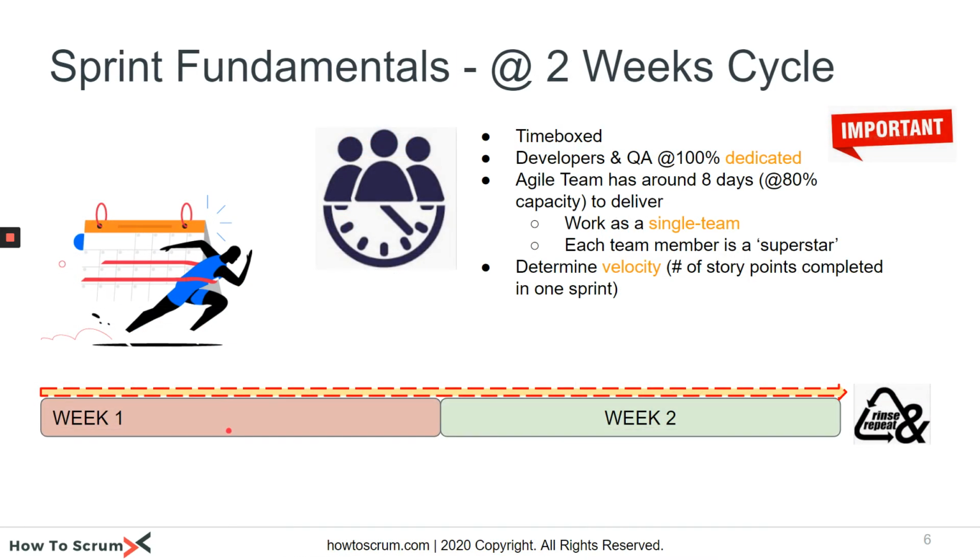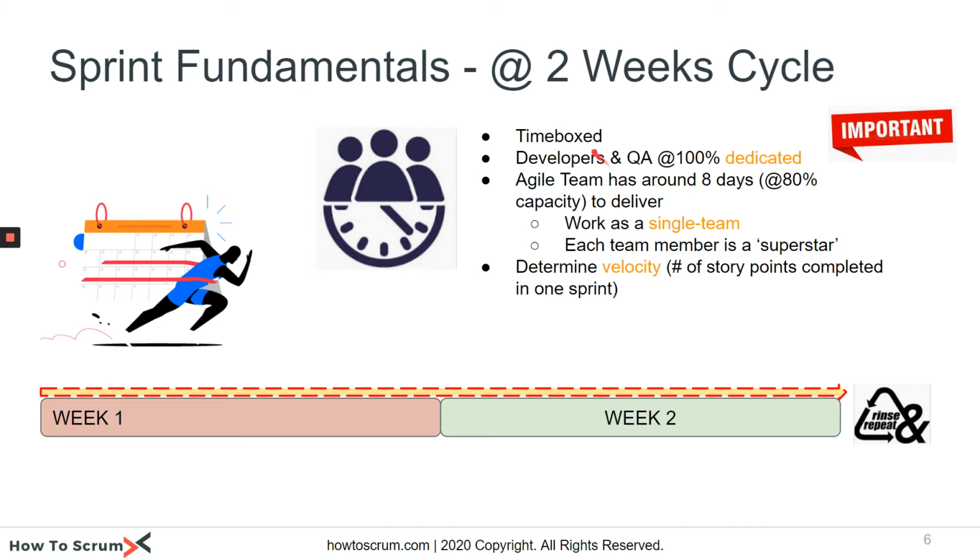The most important thing about sprint fundamentals, which are a 2 weeks long cycle, is that it is time boxed. In that 2 weeks time box, the team, developers, QA, the Scrum team, the agile team is 100% dedicated. This is the most important thing to remember. They cannot be allocated to multiple projects. Now, some companies don't have the luxury of a dedicated team, but if you can, it has to be 100% dedicated. The team itself has to be at 80% capacity. Why? You have to allow some time, 20%, for meetings and discussions. So 80% capacity is what the team should be managed at.